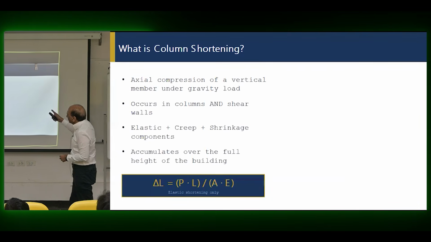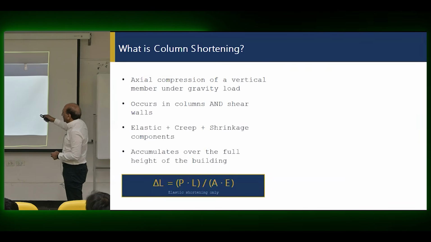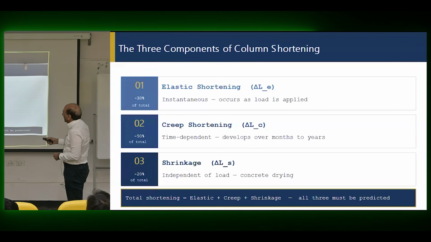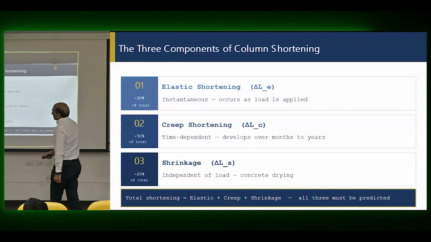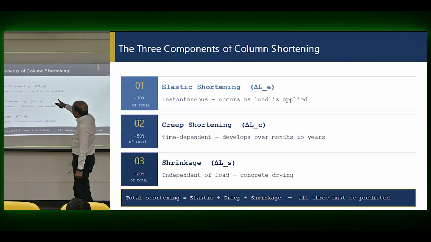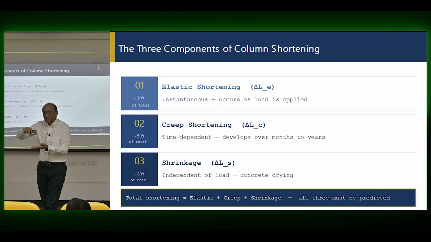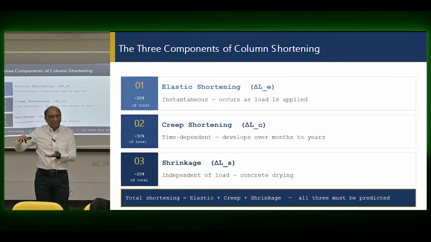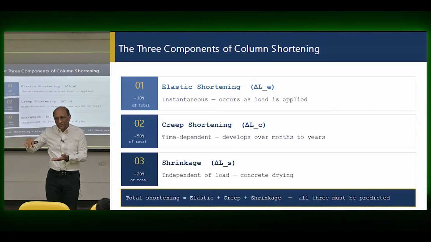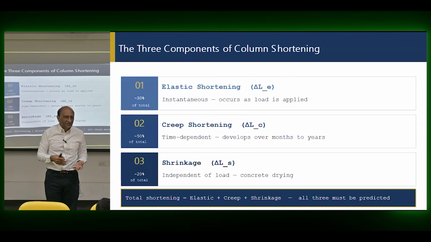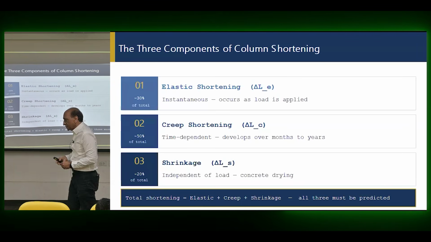So axial compression of vertical members under gravity, all of that. So that is very simple. You can calculate the strain rate from this one, column shortening. And now elastic shortening, the 3 components. Elastic shortening is simple: load divided by area gives stress, divided by modulus of elasticity gives strain, multiplied by length gives shortening. It's as simple as that. So that's elastic, very easy, simple.